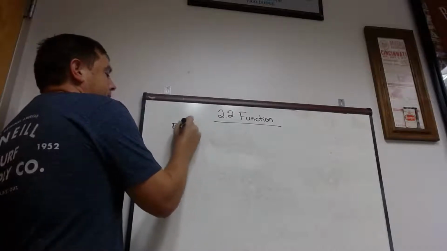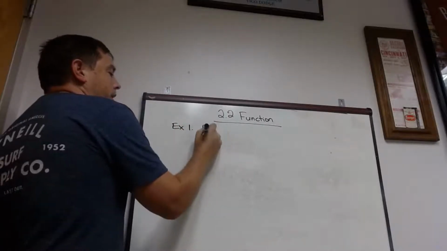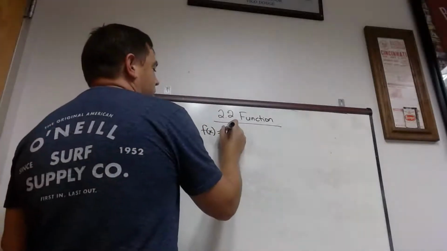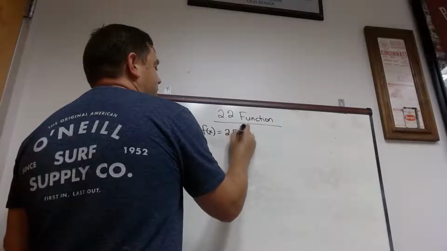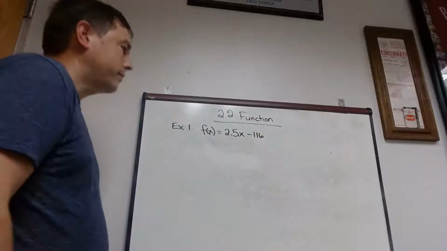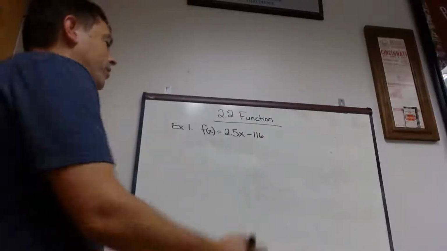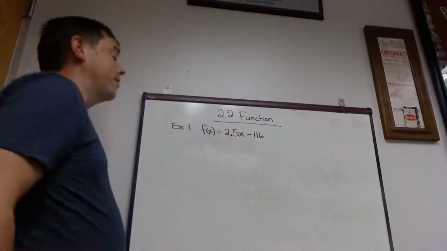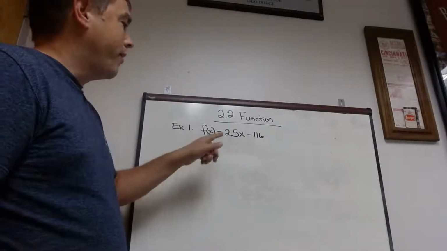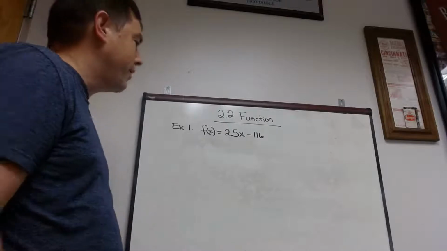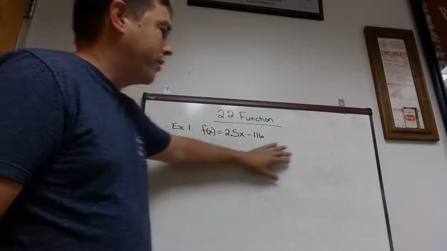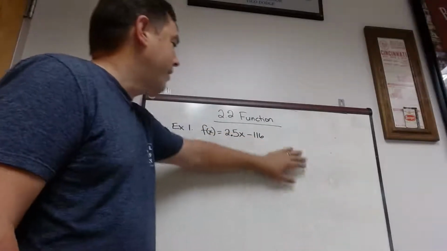So example 1, we will do f of x is equal to, let's do 2.5x minus 116. All right, so it may look a little bit intimidating, but it's not. This is actually just the equation of a line, where our slope is 2.5 and our y-intercept is negative 116. All right, what we're looking for is to go through that process that I've already erased.